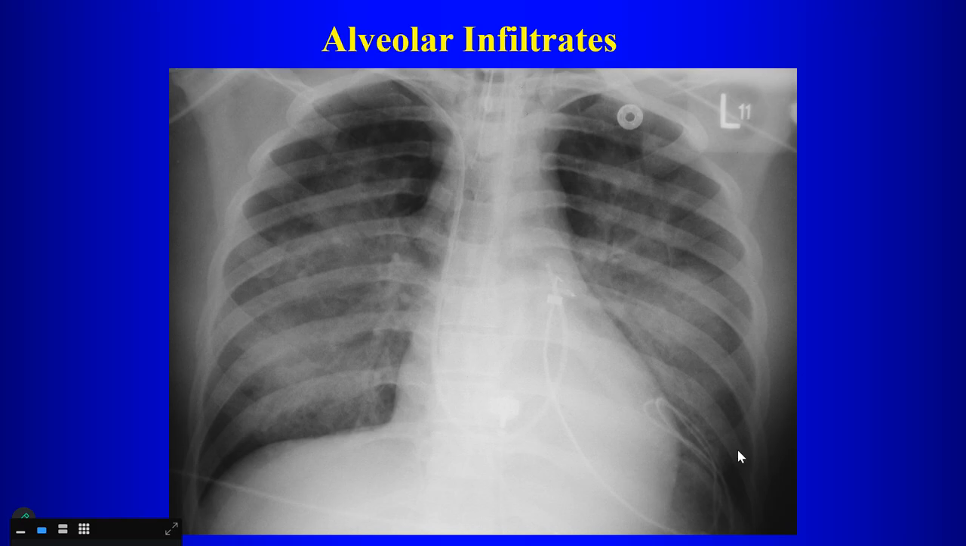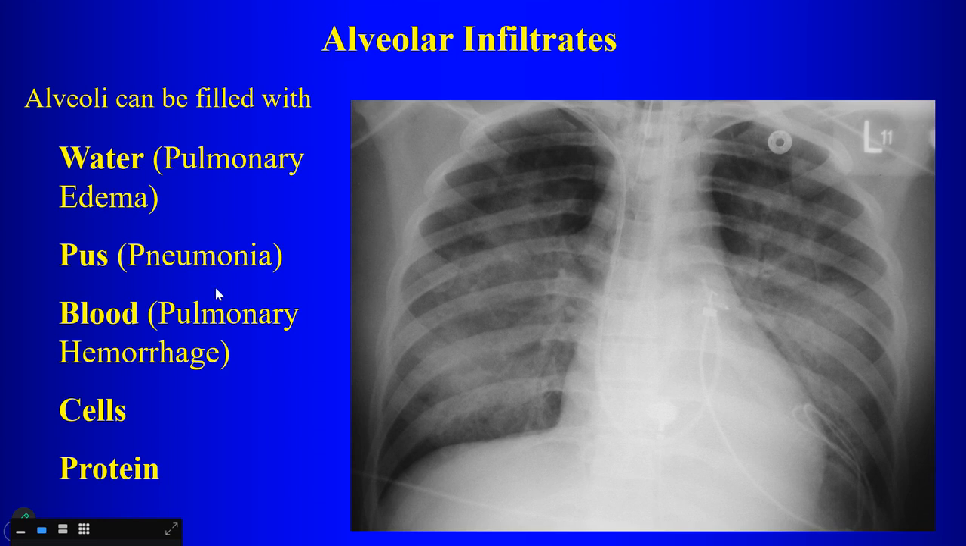Cells, and then you have one other very unusual category, protein, right? So pulmonary edema, pneumonia, pulmonary hemorrhage, cells. By the way, when we talk about cells, there are certain neoplasms that can give you airspace disease. What are those neoplasms that can be associated with air bronchograms?